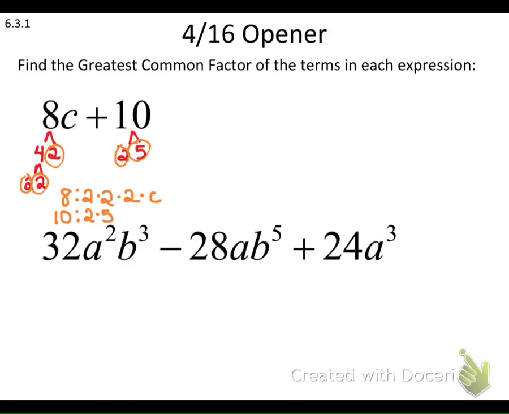Now, what numbers do both of these have in common? They have 1, 2 in common, right? Is there another 2 in 10, or another 5 in 8? And do they both have a C? No. So the only thing that we are going to put up here for our greatest common factor, because they only have 1, 2 in common, is 2. Very good.